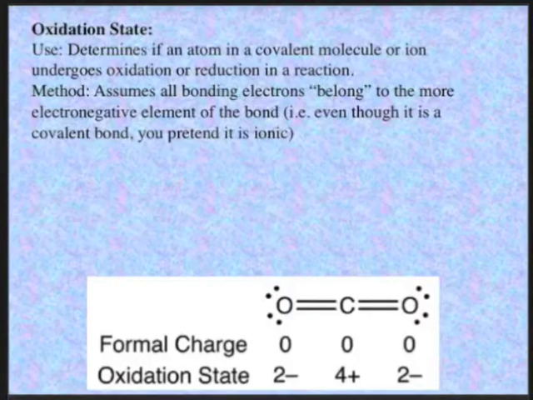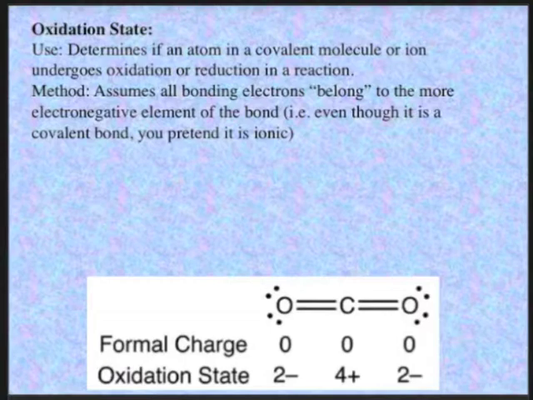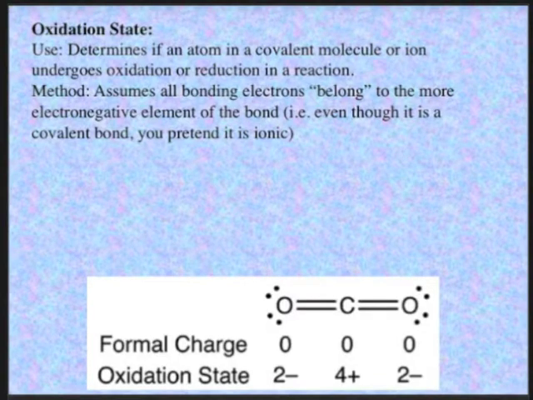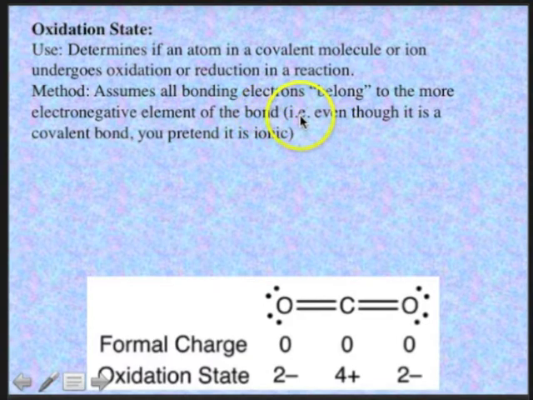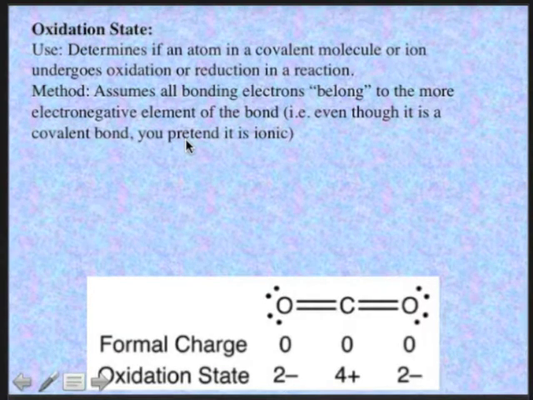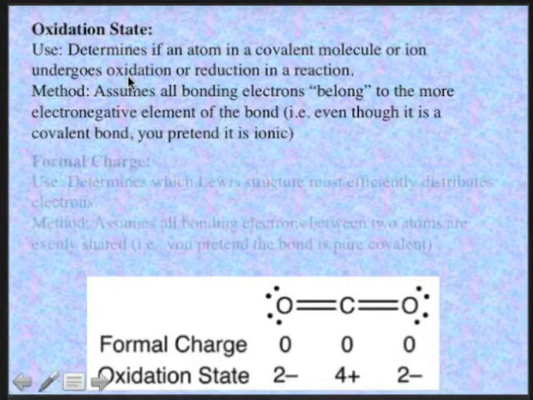Now, we should take a minute to differentiate oxidation state, which we learned how to do back in Chapter 4. We used oxidation state to see if there was a change that would indicate that a species was losing electrons or gaining electrons. And the method in calculating oxidation state is to assume that all bonding electrons belong to the more electronegative element of the bond. In other words, even though it's a covalent bond, you pretend it's an ionic bond. It's not really, but you pretend that to calculate oxidation state so you can see if there's a change after the reaction occurs. Now that's different than formal charge.